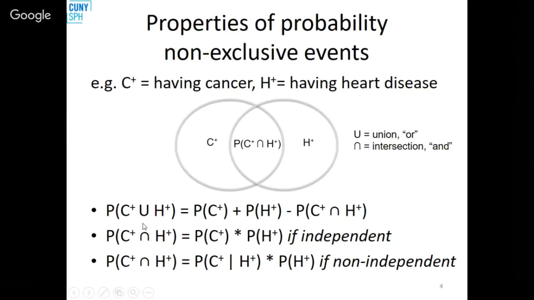And the probability of both, the intersection, is equal to the product of these two if they are independent. If they are not independent, that is to say that the probability of having cancer, given that you have heart disease, is not the same thing as just the probability of having cancer, then we need to reflect that conditional probability of one or the other of these in this equation. Any questions so far?